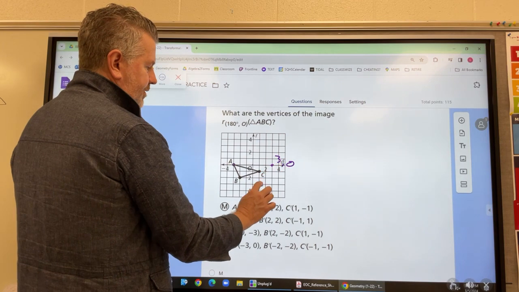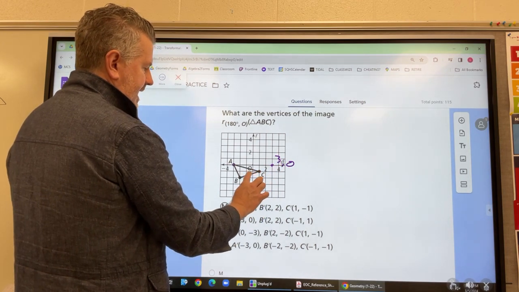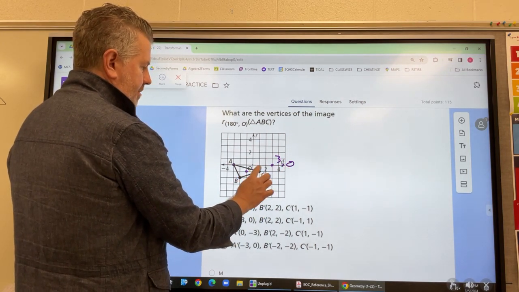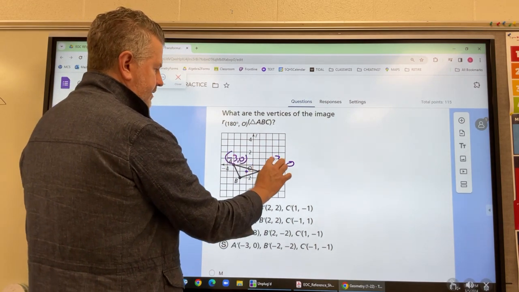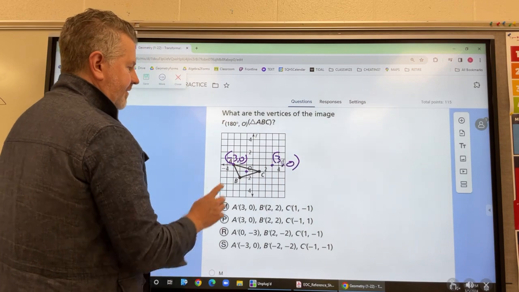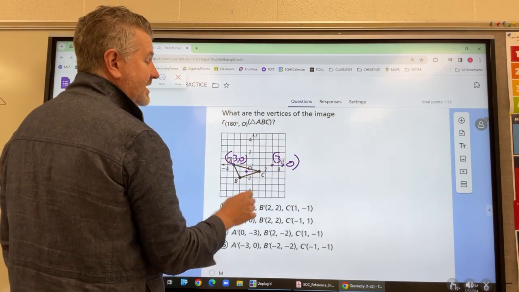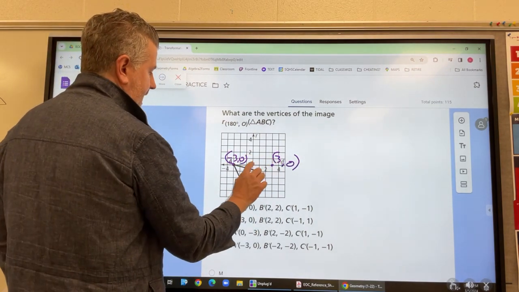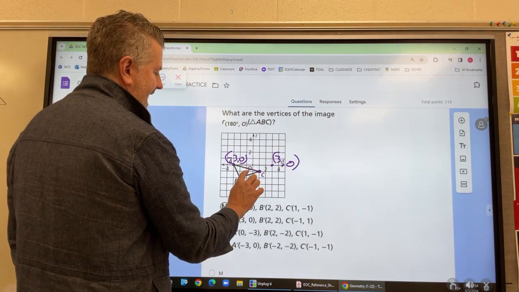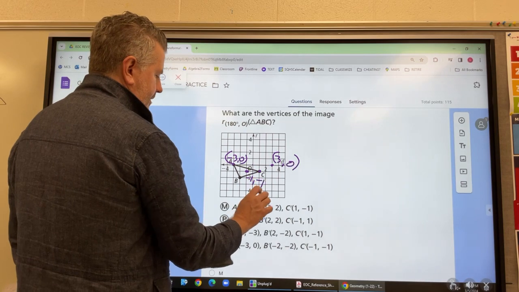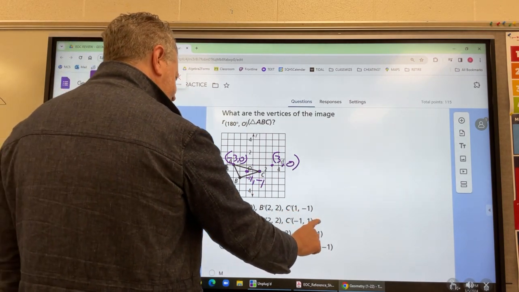And so that's going to rotate over there, and then this one's going to end up right here, because what is the rule? This is -3, 0. This is 3, 0, so we're just changing the sign of our x value. And then this is 1, -1, so we're going to make that -1, -1. So that's C prime, -1, -1.